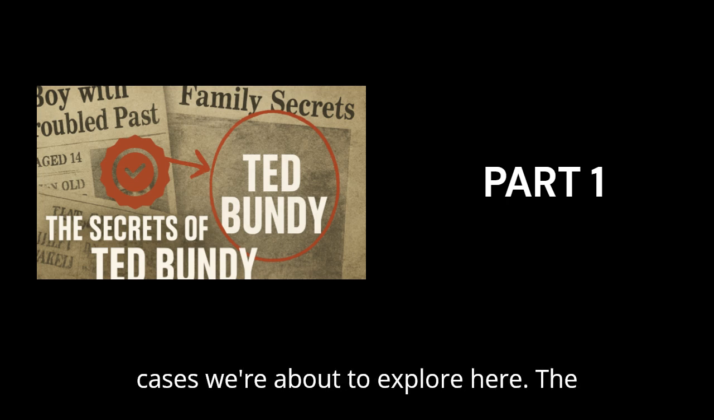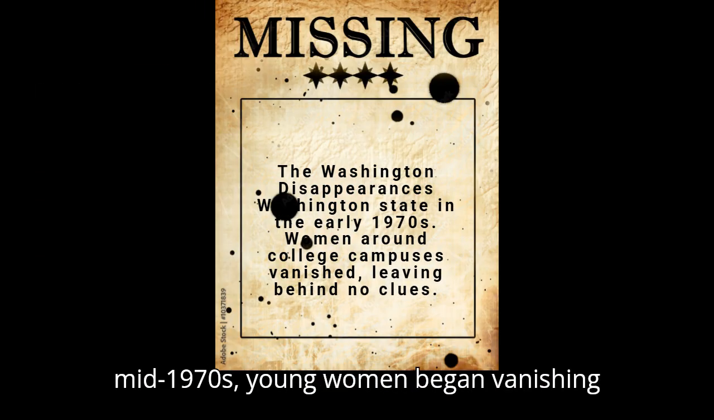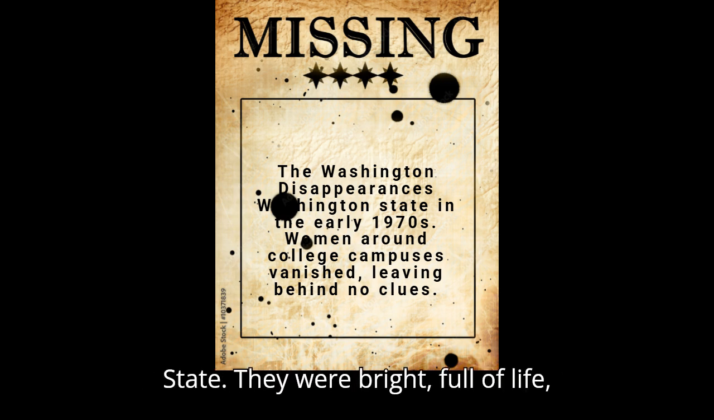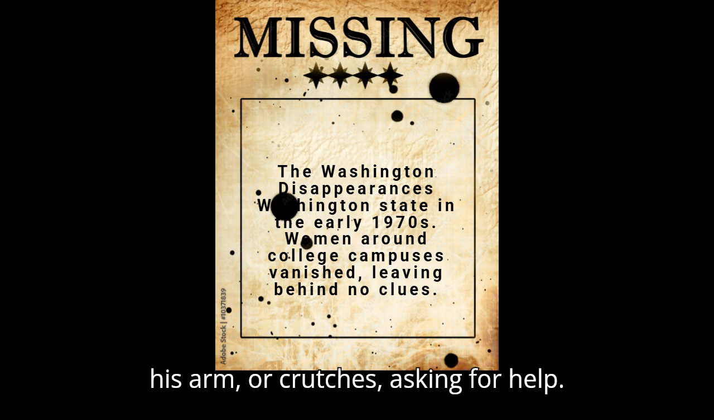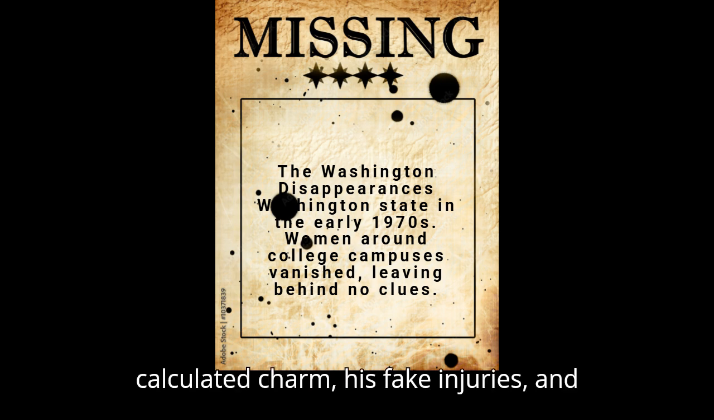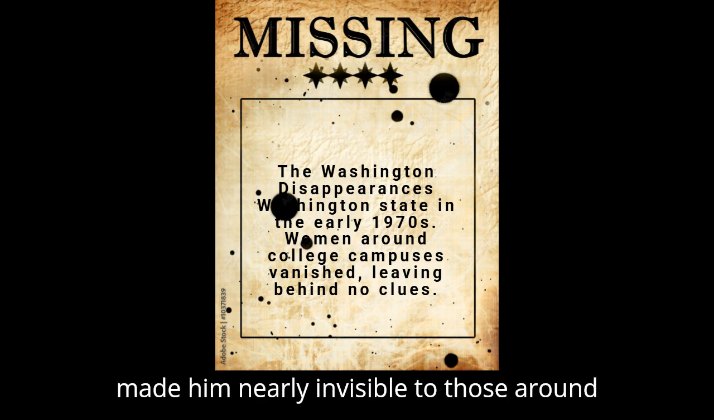The Washington disappearances. In the mid-1970s, young women began vanishing near college campuses in Washington state. They were bright, full of life, and disappeared without a trace. Witnesses described a man with a sling on his arm, or crutches, asking for help. That man was Bundy. It was his calculated charm, his fake injuries, and his ability to manipulate empathy that made him nearly invisible to those around him.